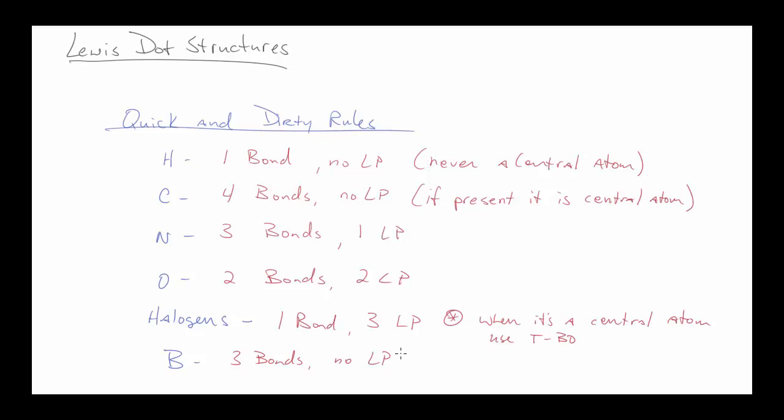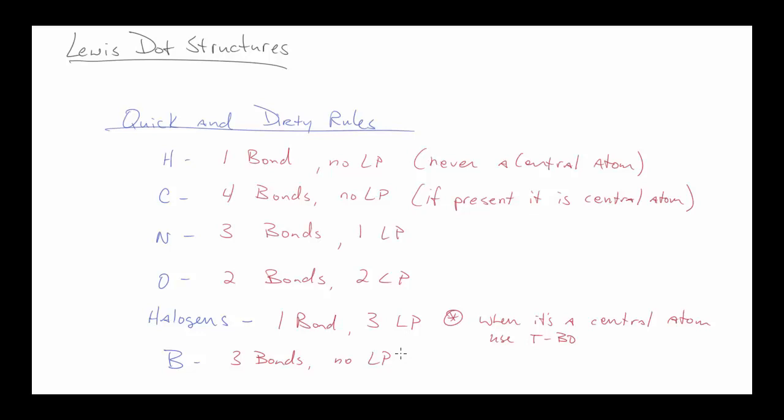So hydrogen, the first one, is just going to have a single bond. It's never going to have lone pairs, so it'll never have an octet, and it'll never be a central atom. The second, carbon, will always have 4 bonds, and in this class you can just assume it'll never have lone pairs. The other catch is that if it is present, it's probably going to be a central atom.